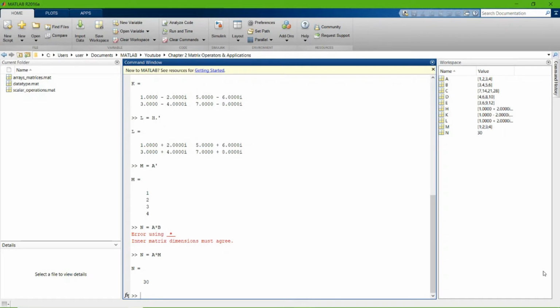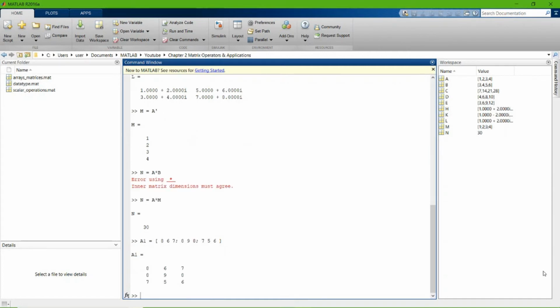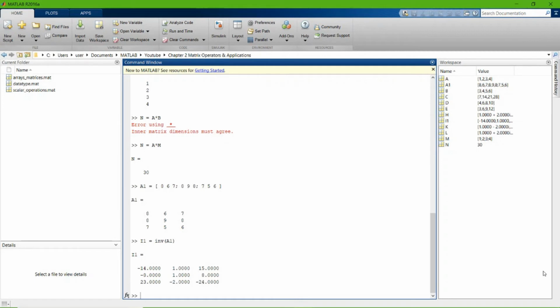Moving forward, we will define a new matrix A1 with the values 8, 6, 7, 8, 9, 8, 7, 5, 6. Now to get the inverse of this matrix, we can easily get it with the help of a command. Let's define the inverse as I1, which equals inv of A1. So this is the value of I1. Right now A1 and I1, where I1 is the inverse of A1.